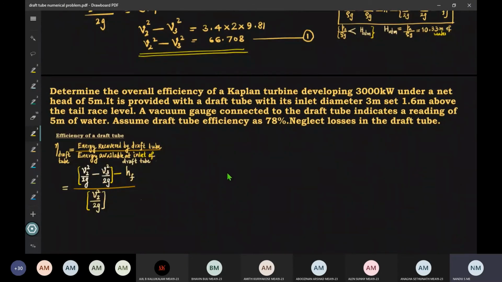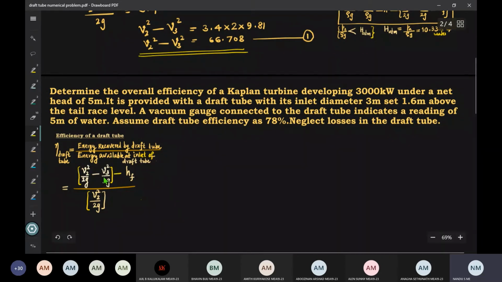So what else is given? See, the draft tube efficiency is given. So the draft tube efficiency we have already studied. Draft tube efficiency is energy recovered by the draft tube divided by energy available at inlet of the draft tube. So that is V2 square by 2G minus V3 square by 2G. That is the kinetic energy recovered. Then divided by this V2 square by 2G. That is the kinetic energy at inlet of the draft tube. Okay. And here in this case, HF you can ignore.